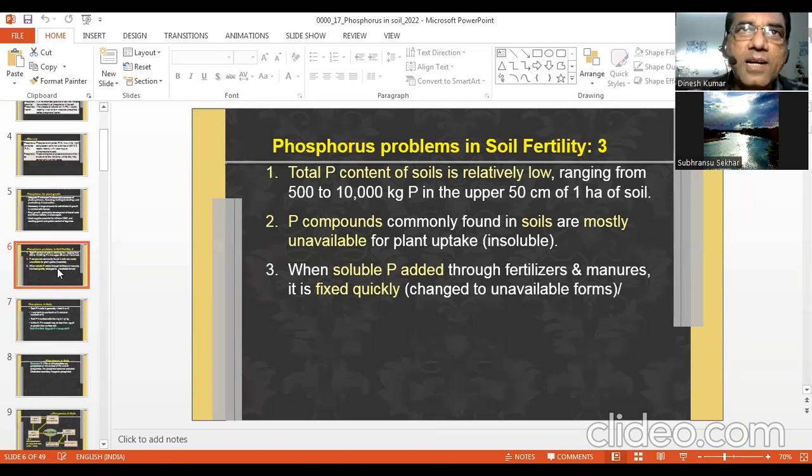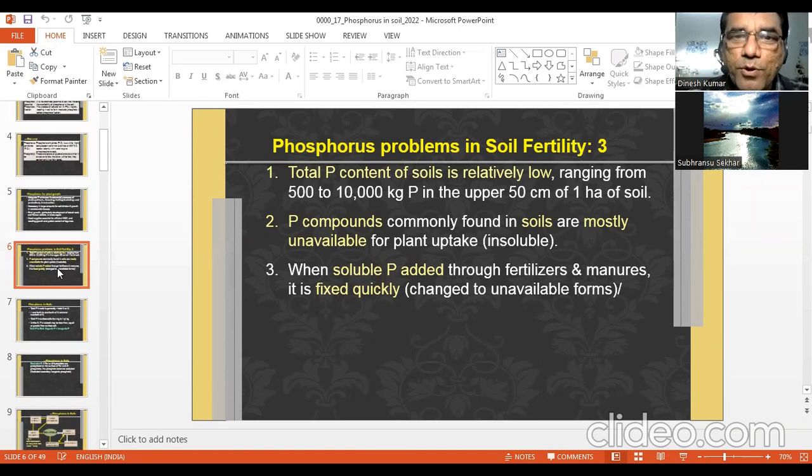They are not in readily available form. If they are there, the quantity of phosphorus is too small in the soil solution. When soluble phosphorus is added through fertilizer, if you are applying fertilizer or manure from outside, which contain some quantity of soluble phosphorus, that is quickly converted into unavailable or fixed forms.